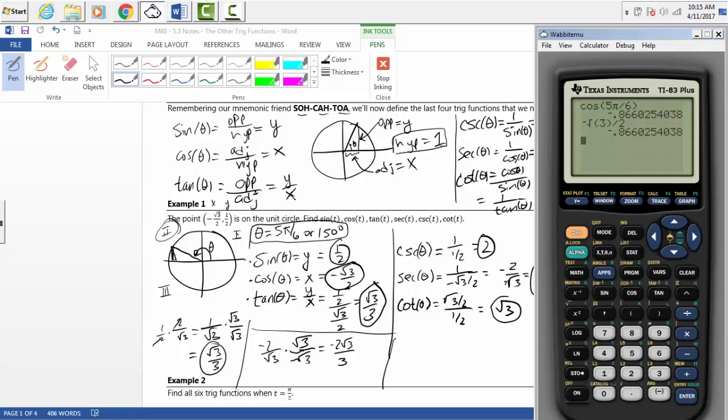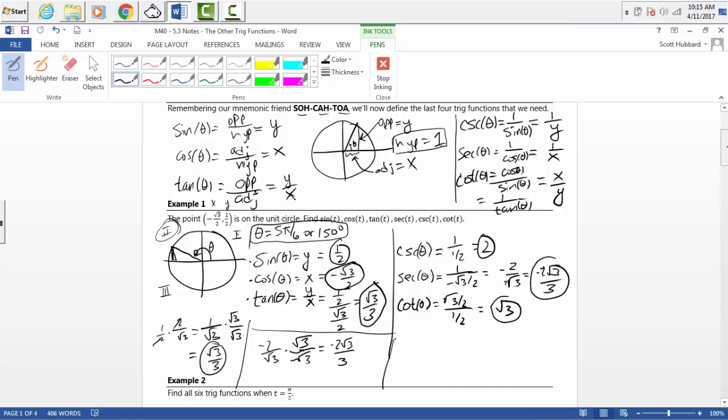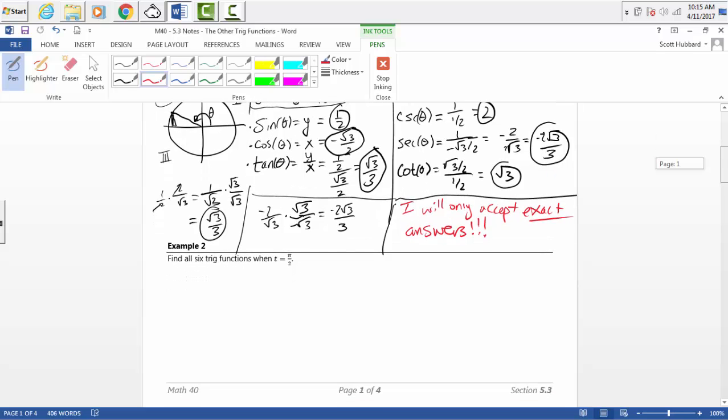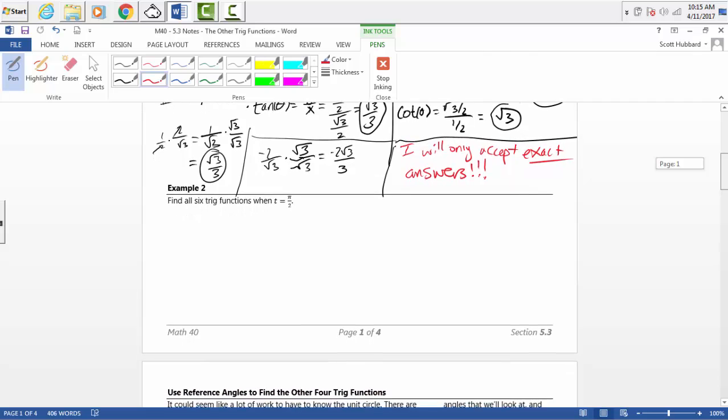I will not accept, just make a note of it, okay? I will not accept approximate answers, okay? So I'll write that in red. I will only accept exact answers. What I mean by exact is I want you to show me that it's root 3 over 2 or root 2 over 2 or stuff like that, not just plug it into your calculator and get a decimal. So decimals are not appropriate.